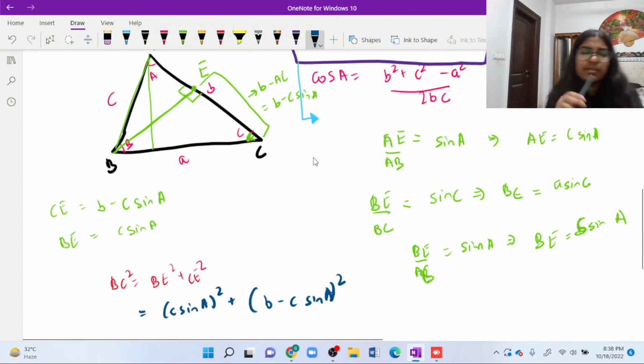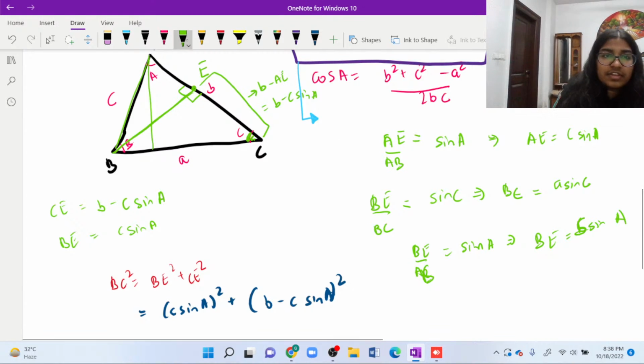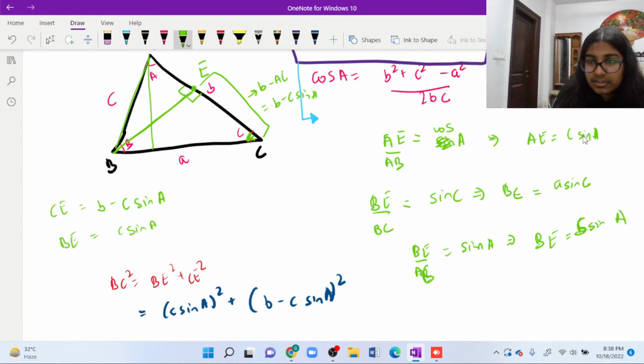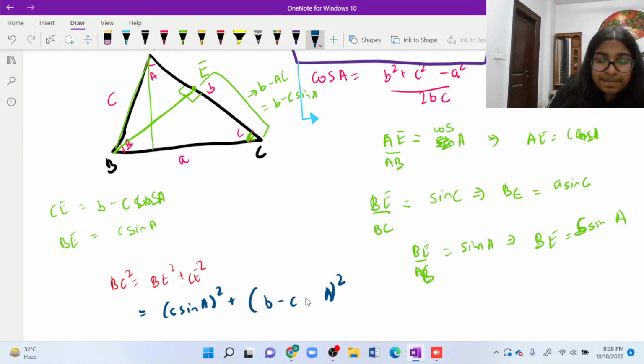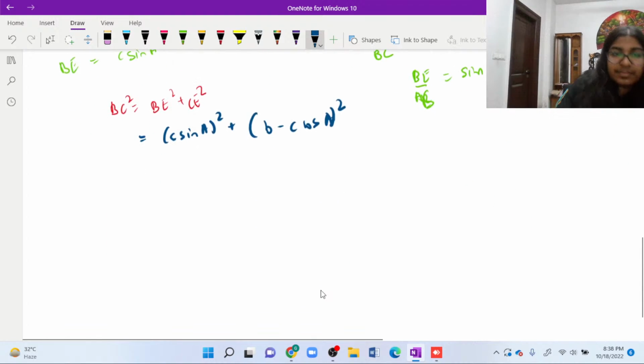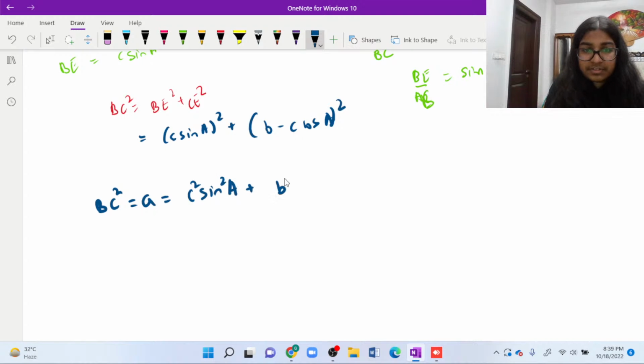That does not seem right. This is cos A. Oops. So this is cos, this is cos. I'm sorry for messing up again. So yeah, this should be correct. BC square, which is also A square, is C square sin square A plus B square plus C square cos square A minus 2BC cos A.